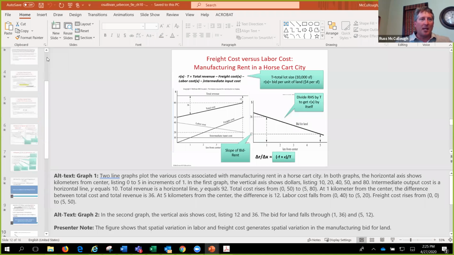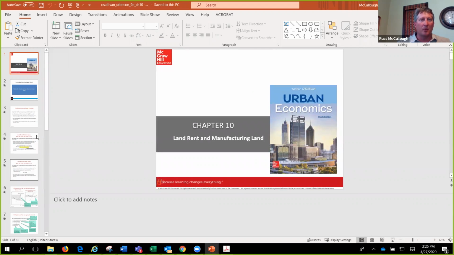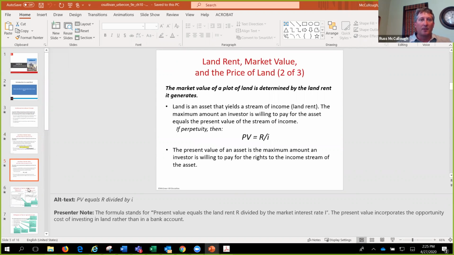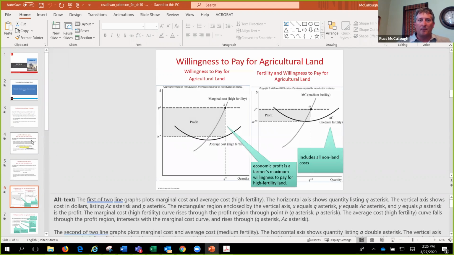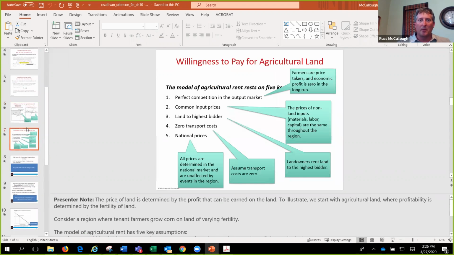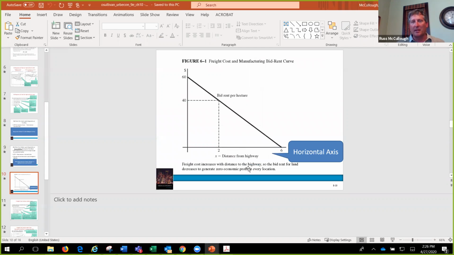Chapter 10 was really introducing the model that we built on in future chapters, like the bid rent function. The first section here is the willingness to pay principle, on how much we would be willing to pay. You had a few problems like that, minus non-land costs, so that ultimately we could build this thing that we continue to use throughout the semester in different ways.